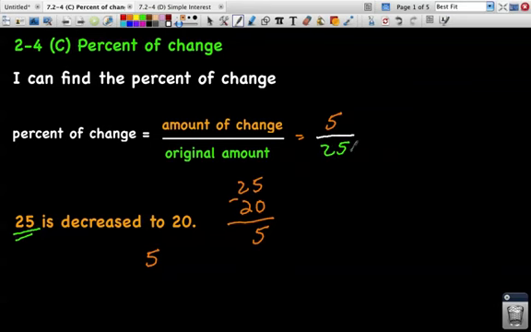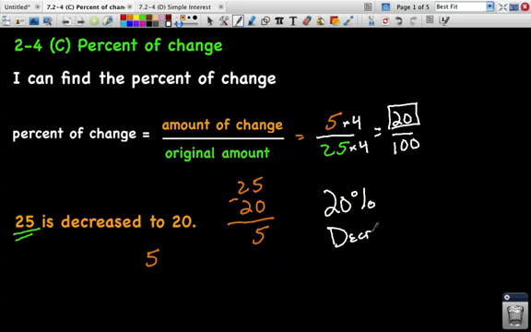Okay, so I'm just going to multiply by 4 because 25 times 4 is 100. Whatever I do to my denominator, I have to do to my numerator. And I'm going to get 20 over 100. Whenever I have a denominator of 100 in a fraction, I know that my numerator is my percentage. So the percentage would be 20%. And because 25 was decreased to 20, it's a 20% decrease.